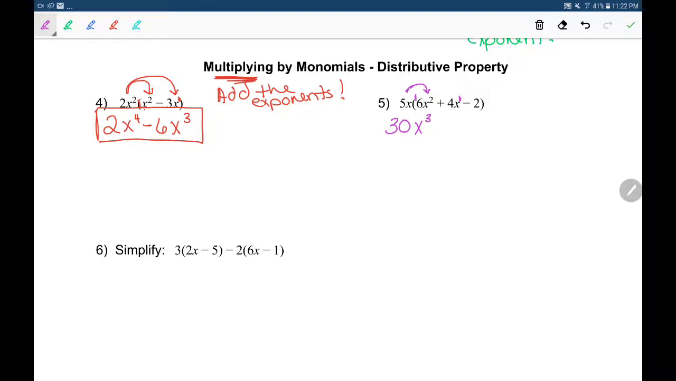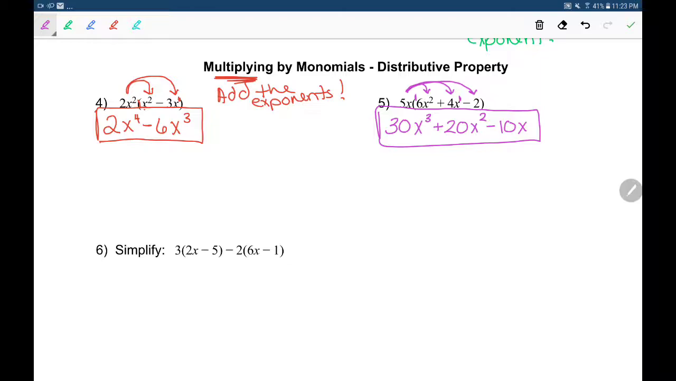Then I go to my next term. 5 times 4 is 20. X and x, both to the first power. 1 plus 1 is 2. 5x times negative 2. Well, 5 times negative 2 is negative 10. And then this x, there's no x to add it with. It just comes along for the ride. So although this trinomial, once again, has 3 different terms, and they all have x's in them, they are not the same exponents, so they are not like terms. So we're going to keep it just as that.